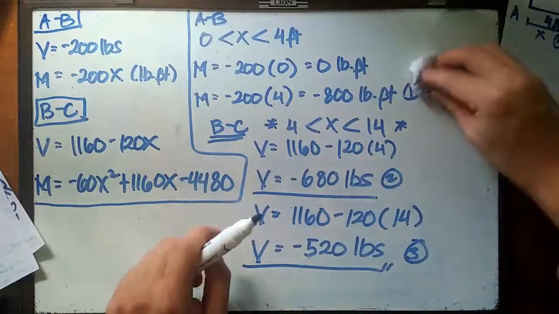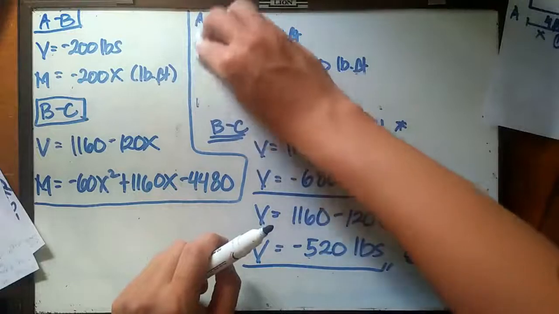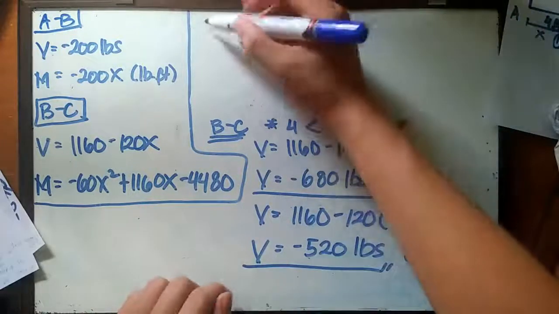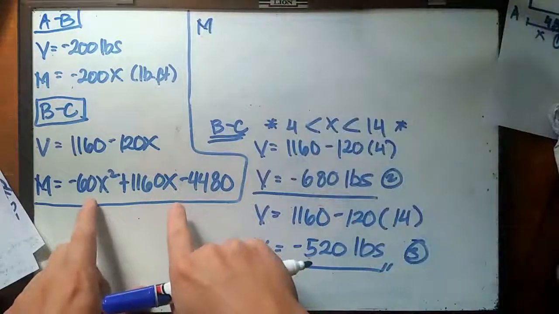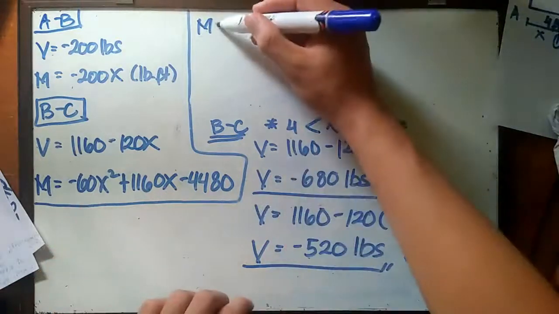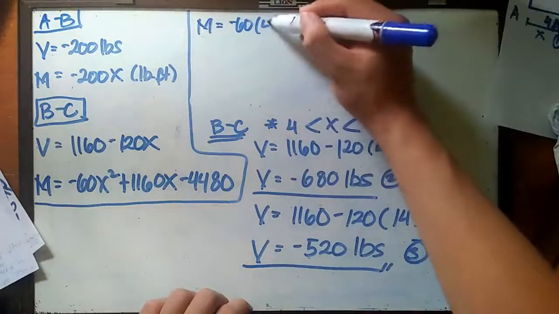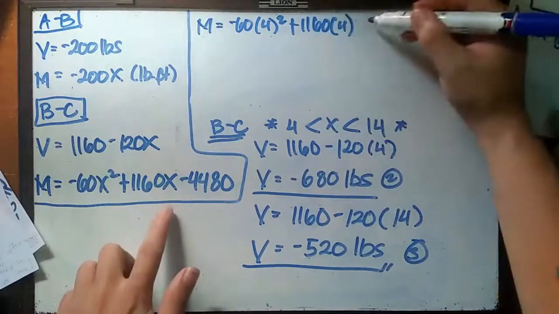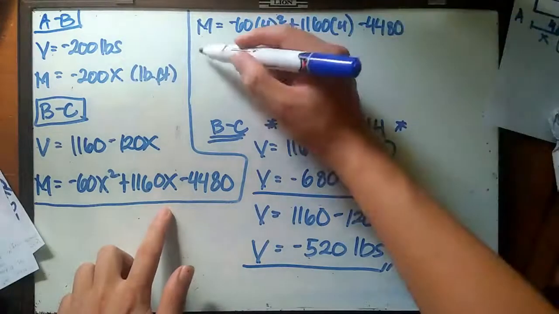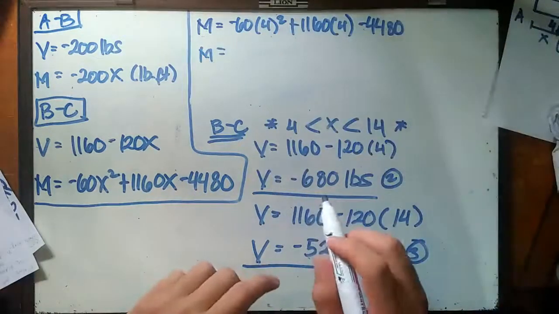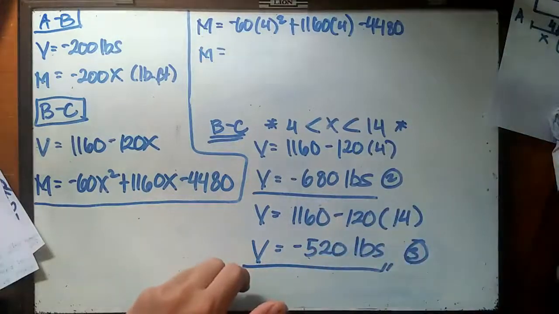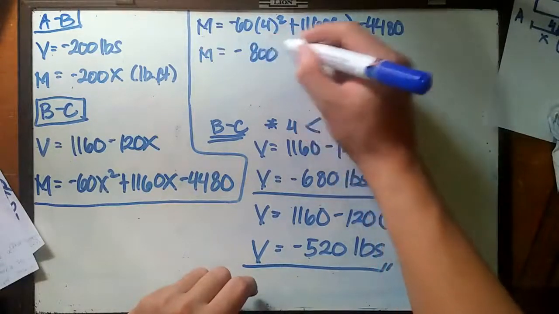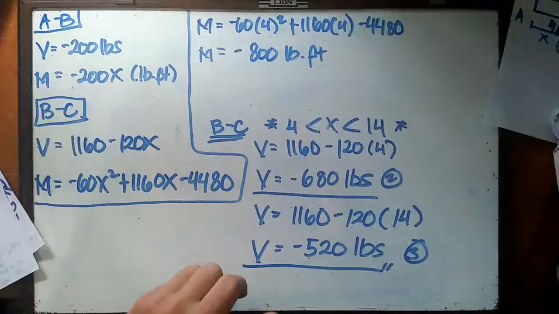I'm just going to remove this one because we're already done with that. The next step, for M, we're going to replace x by 4. So M is equal to negative 60 times 4 squared plus 1160 multiplied by 4 minus 4,480. So M should be equivalent to negative 800 pound-foot. Negative 800 pound-foot. Don't forget about that.